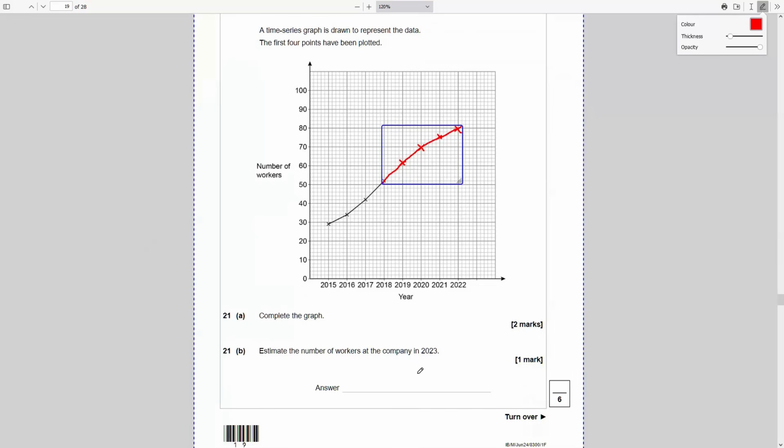Estimate the number of workers at the company in 2023. Well, it's still rising, isn't it? So 2023 is over here. So I'm going to go up in the same. Well, I think it's going to be 84. 84.